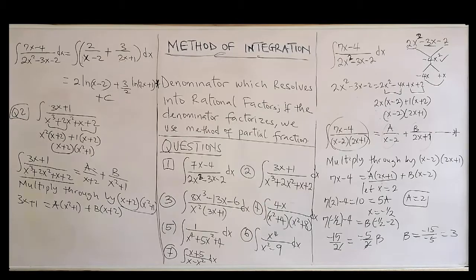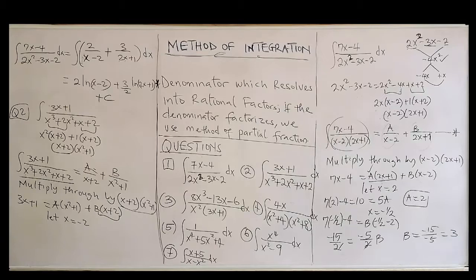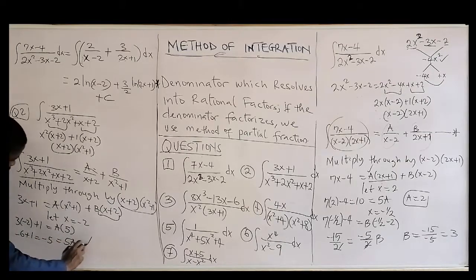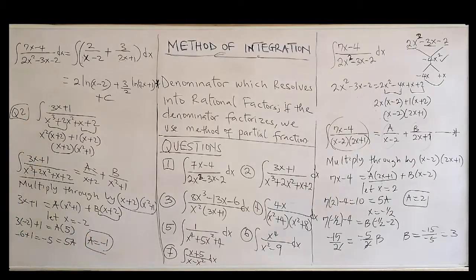So we have many options to solve this question. We can equate coefficients, and we can also use substitutions, whereby we say let x be equal to minus 2, because if I put minus 2 here, b will be eliminated. Then I can get the other variable. So that will be equal to 3 into bracket minus 2 plus 1 equal to a into bracket 2 squared plus 1. Minus 2 squared plus 1, that's 4, that's 5. So this will be equal to minus 6 plus 1, and that's minus 5 equal to 5a. So a is equal to minus 1. A is equal to minus 1.